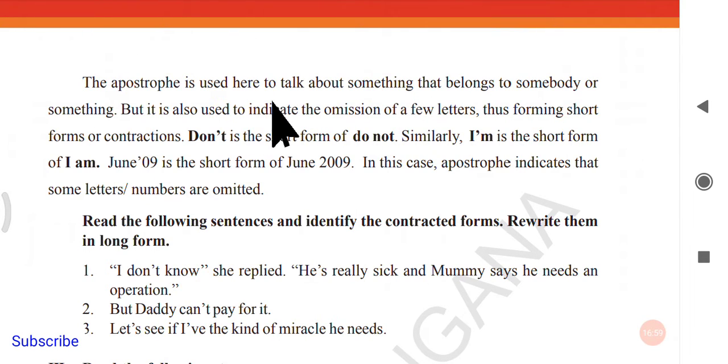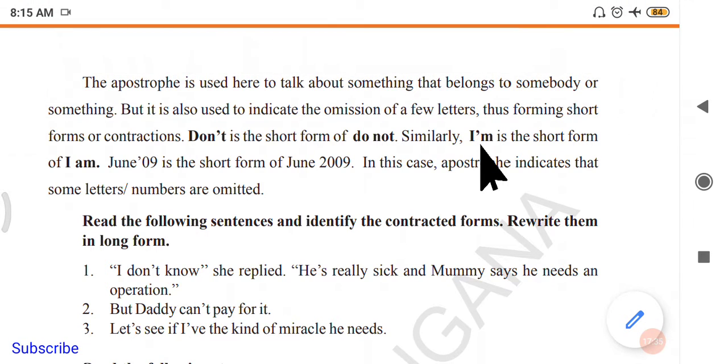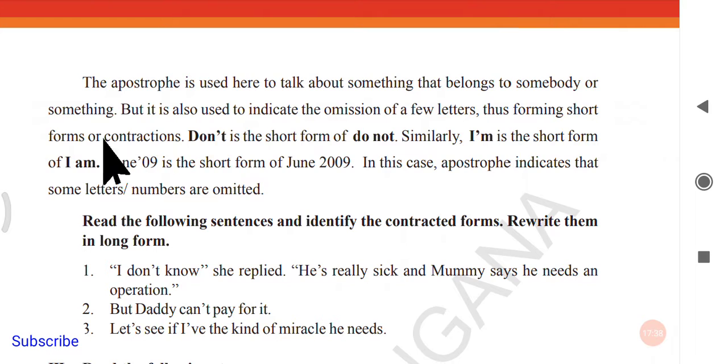Okay, so the apostrophe, first case, is used to speak about things or belongings that belong to somebody. But it is also used to indicate the omission of a few letters. Omission in the sense of removal. See here, do not becomes don't. We have removed the second o, so that is called omission. From this contracted form we have removed o, so that is called omission of letters, thus forming short forms or contractions.